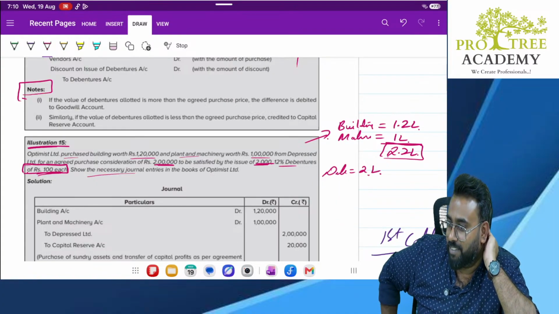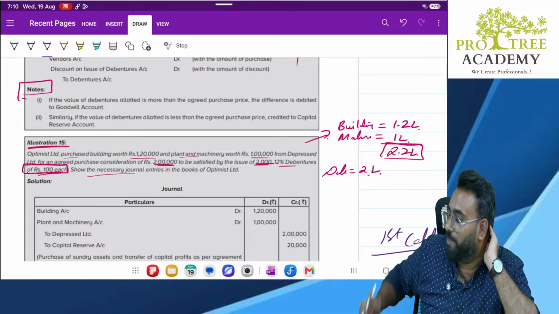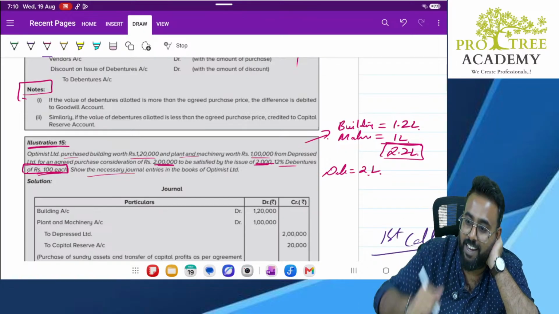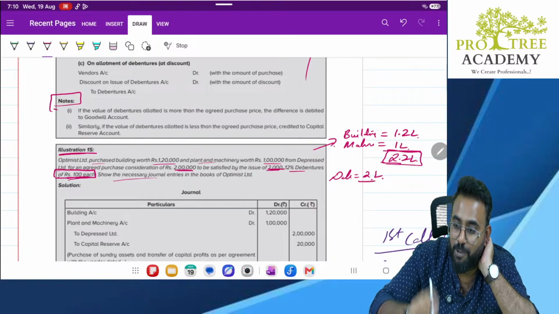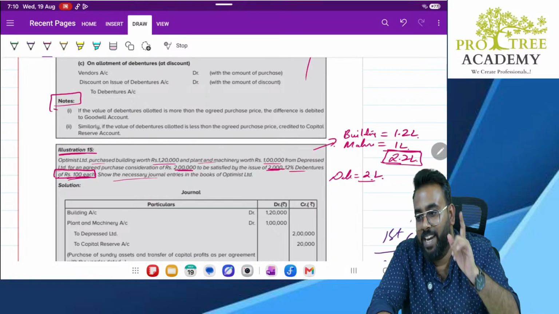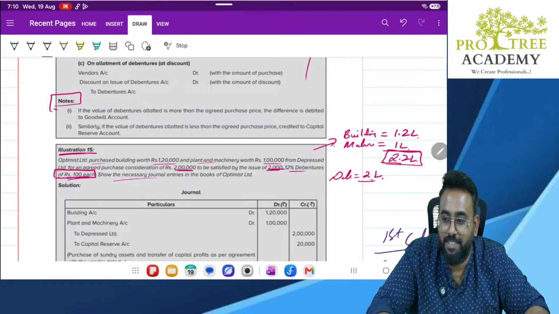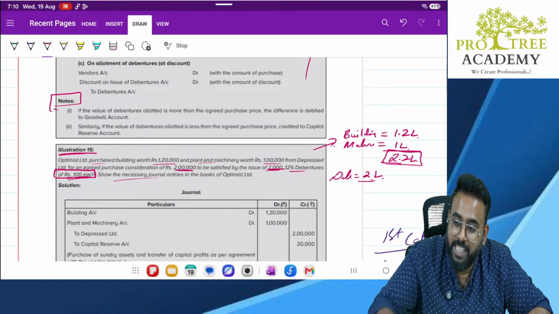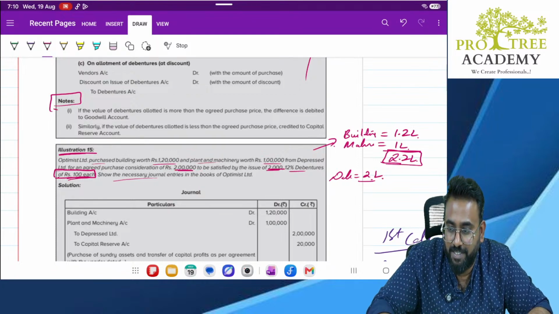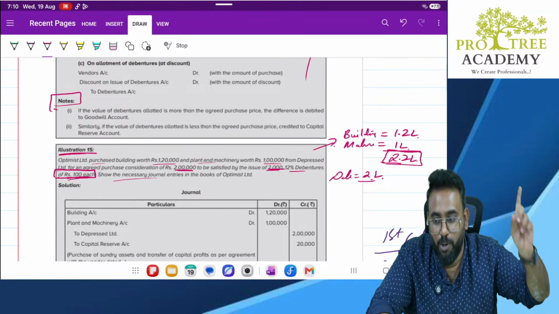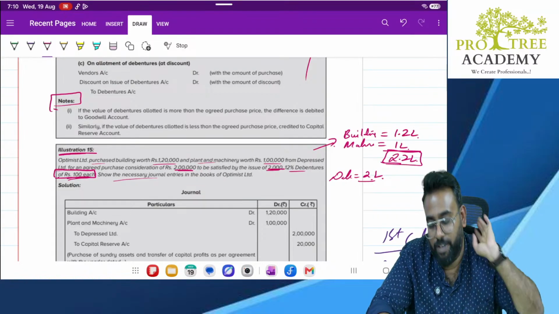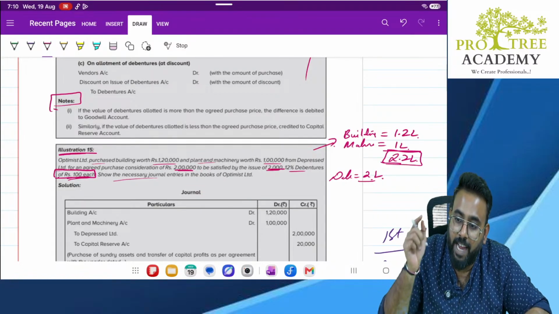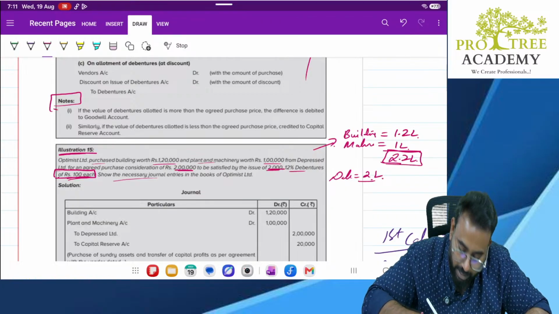So what you are doing? You have a better bargaining power with your vendor. You have taken assets worth 2.2 lakhs and you are giving only 2 lakhs. That means, are you indirectly making a profit of 20,000? But is this your daily business? It is once in a blue moon. So it is not a revenue profit, it is a capital profit. Clear? And that capital profit will go to capital reserve.